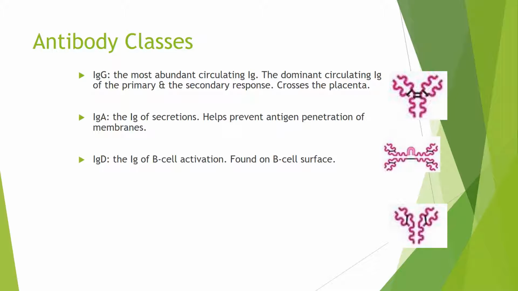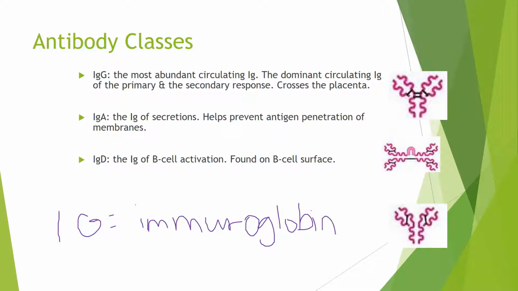And so Ig is going to stand for, let me write this down, Ig equals immunoglobulin, okay? So we'll have IgG, immunoglobulin G, and this is the most abundant circulating immunoglobulin, and it has this structure to it. This is responsible for the primary and secondary responses that we see, and this is what's able to cross the placenta when we are in utero.